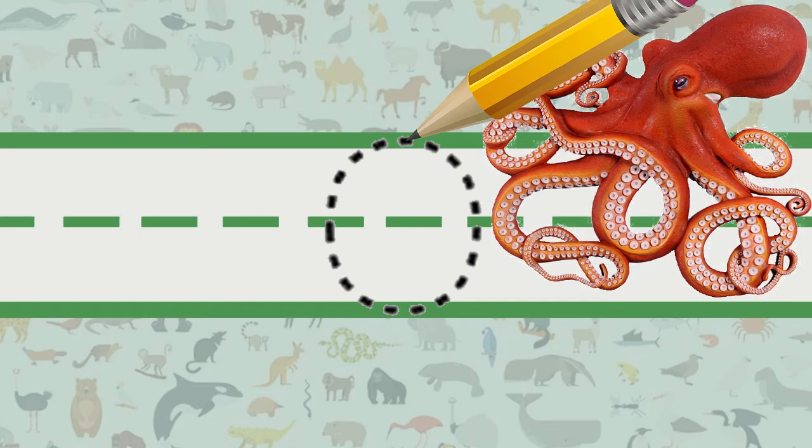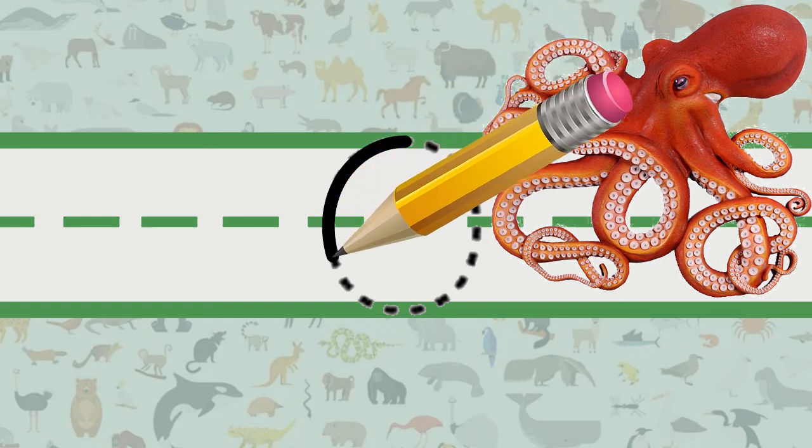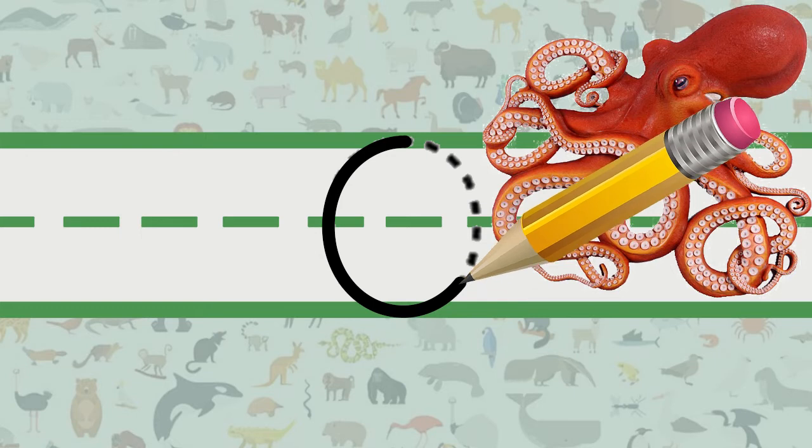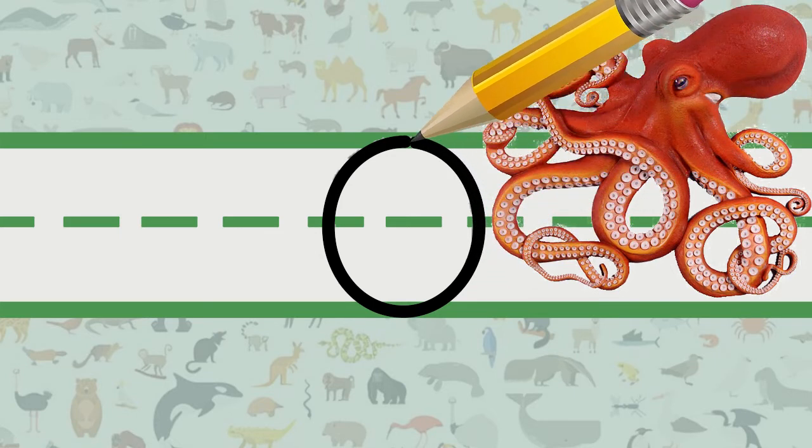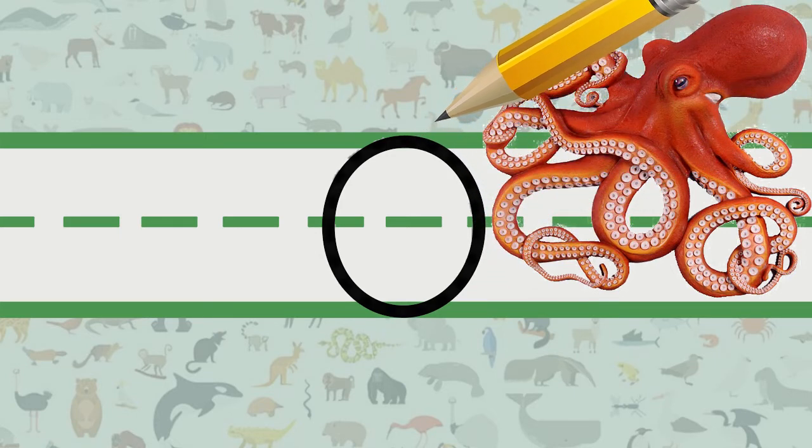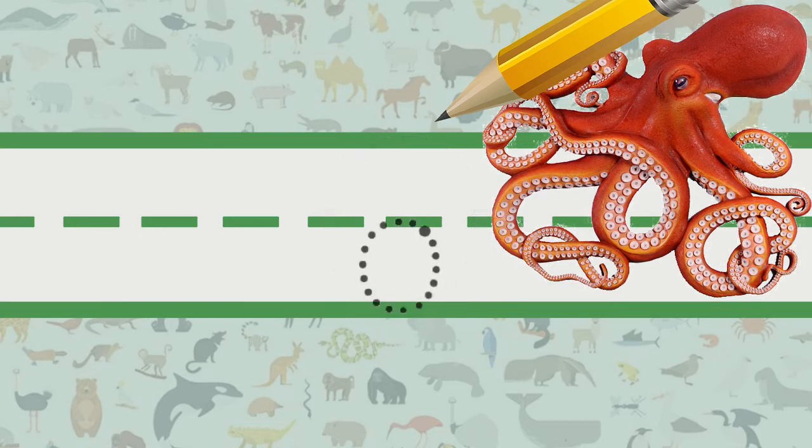Start at the top and draw a curved line down to the bottom. And then continue the curved line back to the top. Good job! Now let's try little o or lowercase o.